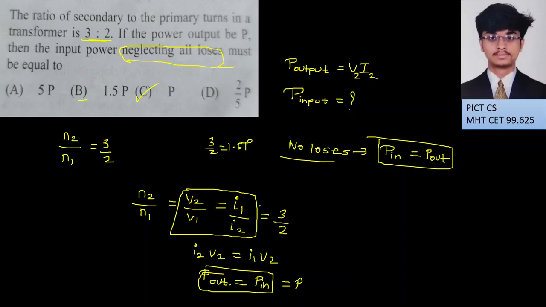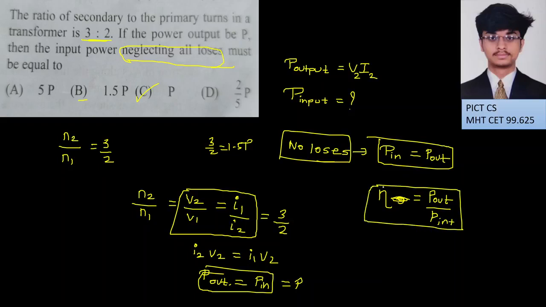Power input is power output. Power is voltage into current. Final voltage into final current is equal to initial voltage into initial current, and there is no loss. If there had been loss, we would have then checked efficiency. Efficiency would have been given, and we would have used the formula efficiency is equal to power output upon power input.